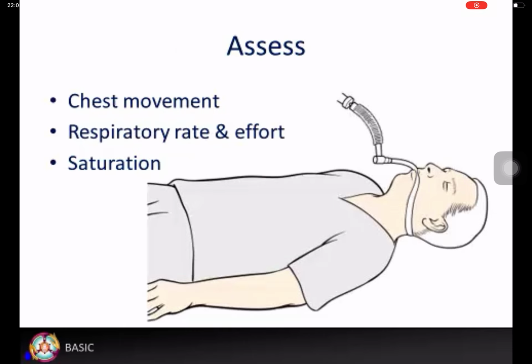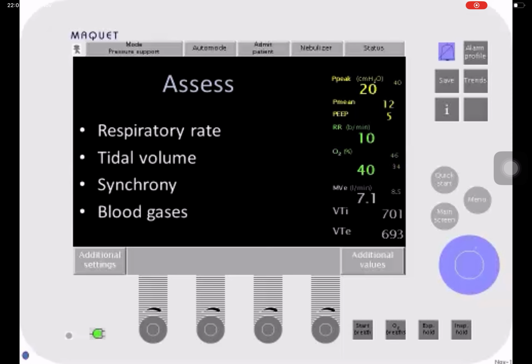Again, after changing a ventilator setting, it is important to reassess the patient. As well as looking at measured ventilatory parameters such as respiratory rate and tidal volume, also check that the ventilator breaths are well synchronized with the patient's efforts and repeat the arterial blood gases.